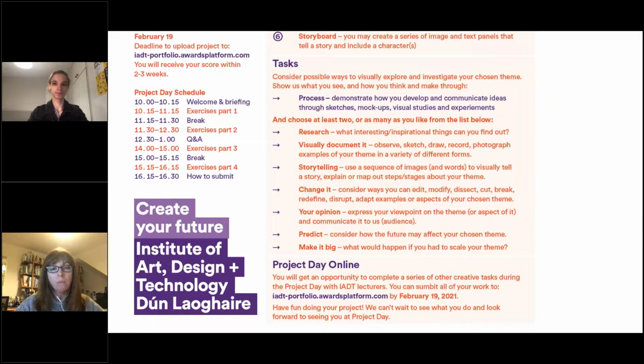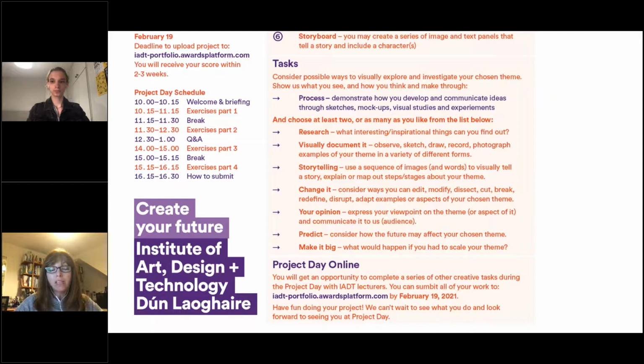Okay, and then just some prompts there around the kind of tasks of how you might explore the theme or the subject. So we've just given you some ideas there. So the main thing to consider is that you're going to visually explore and investigate your chosen theme. Okay, so what does that mean? Well, it means that you're going to go through a process where you develop and communicate your ideas through sketches, mock-ups, visual studies, experiments. So you're really looking at a theme and you're exploring that visually through materials, through photographs, through drawings, through making, through little animation on your phone, however you want to do it, but you'll have to do research.